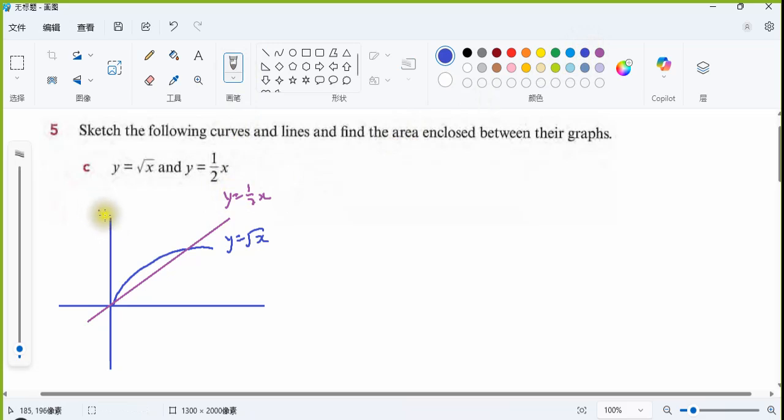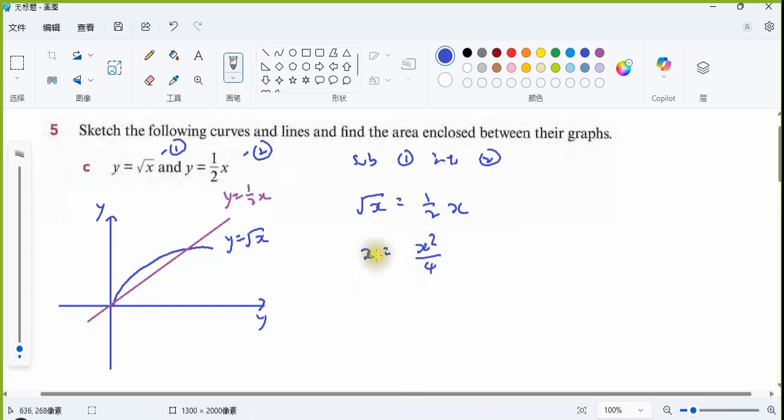So we have the x and y here. This is equation 1, this is equation 2. So we substitute 1 into 2. Then we have square root x equal to 1 over 2 x. x will be x squared over 4, so 4x equal to x squared. Just now we squared both sides. Then we have x squared minus 4x equal to 0.